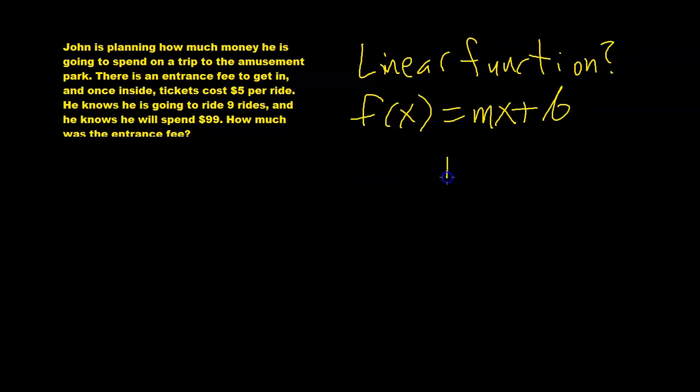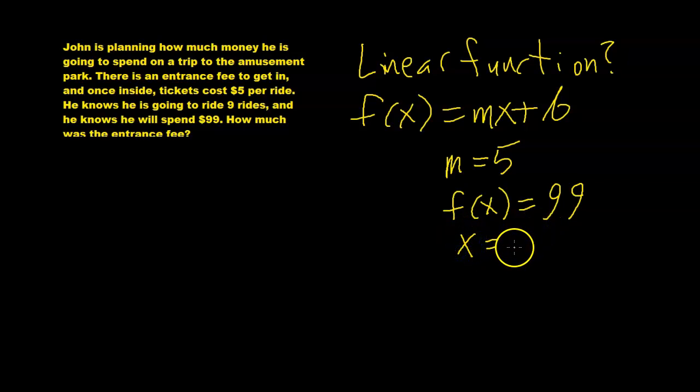We know that m equals 5. If the tickets cost $5 per ride, the rate of change of his cost is positive 5. We also know that he will finally spend $99, so f of x equals 99. That's the amount of money he spends. And x, the independent variable, the number of rides he's going to ride, is 9. We want to find out how much the entrance fee was. The entrance fee is going to be the y-intercept, b.